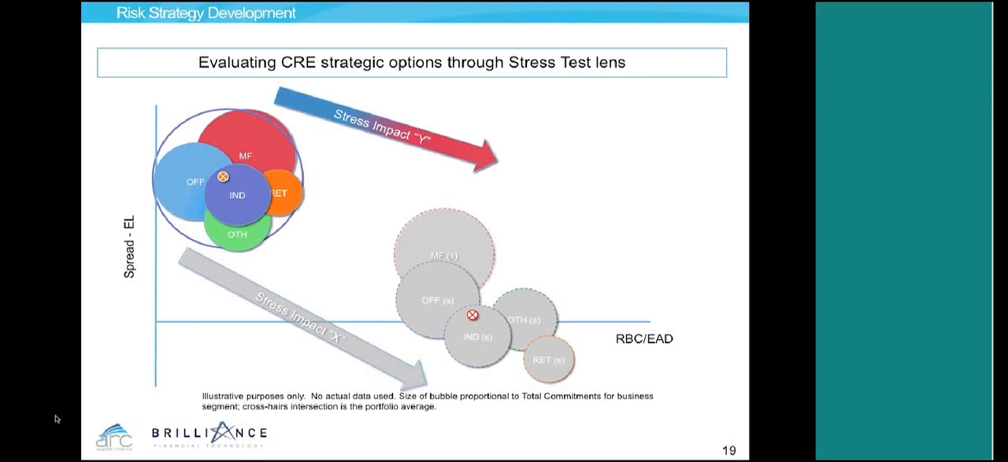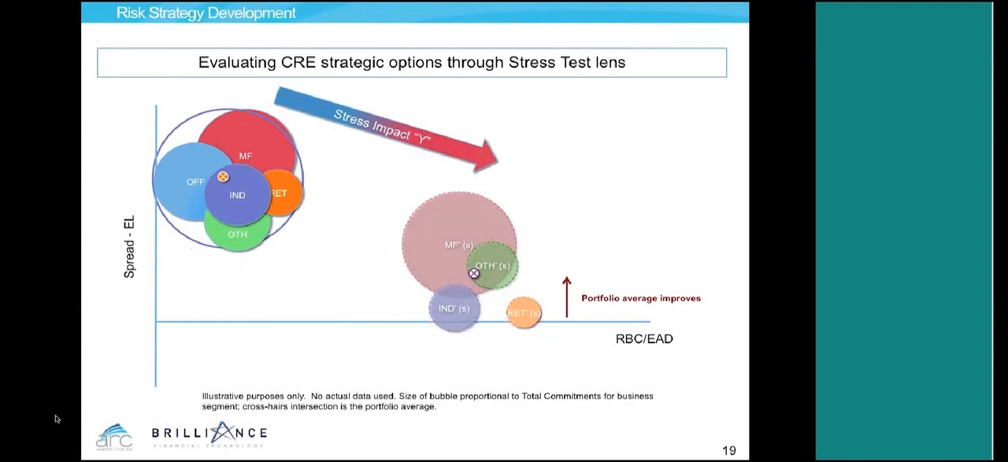under the same scenario using a slightly different strategy. We'll call it strategy Y. So let's do a little bit more multifamily, maybe the same amount of office, a little bit less other, and a lot less retail and industrial. So what happens to your portfolio average then? Well, you can actually improve the portfolio average and reduce the sensitivity of your CRE portfolio to that particular stress scenario. And that could be a positive thing. If that's your objective, you may end up recommending strategy Y over strategy X.